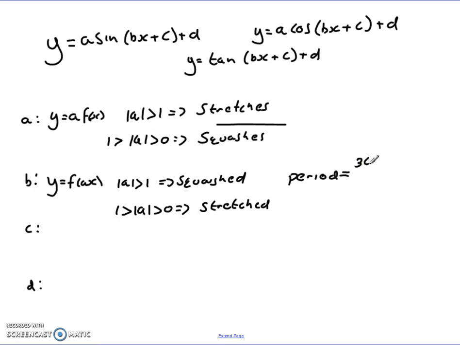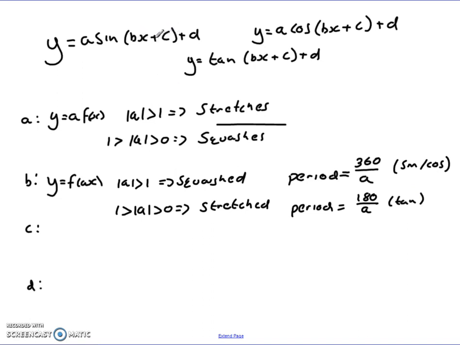So for a sine or a cos, what that does is 360 divided by a tells you how long it takes to repeat itself. So that tells you the period of the graph. But like I say, that's for sine or cos. Tan is slightly different because, again, think of the shape of the tan graph. It repeats itself every 180 degrees. So for the tan graph, it's 180 divided by a that tells you the period of the tan graph.